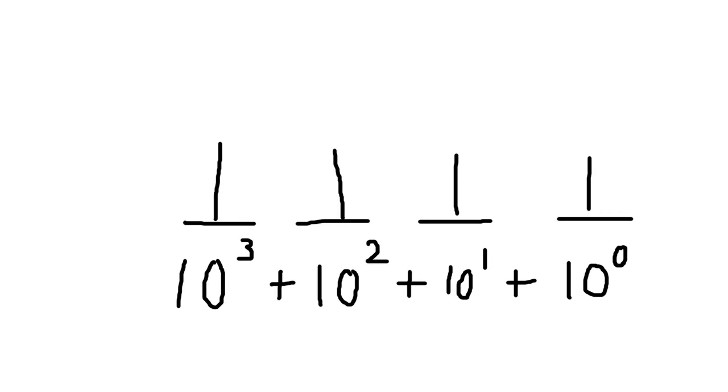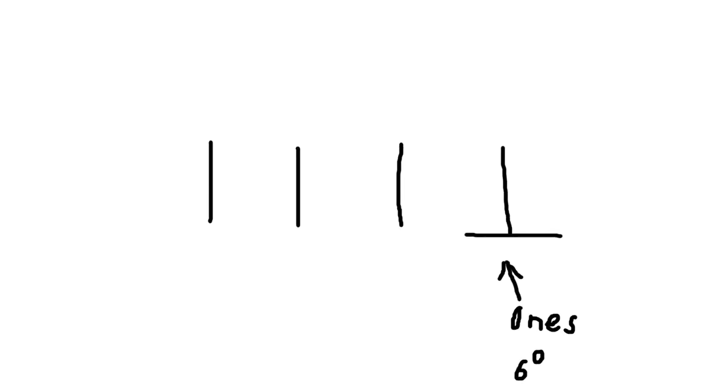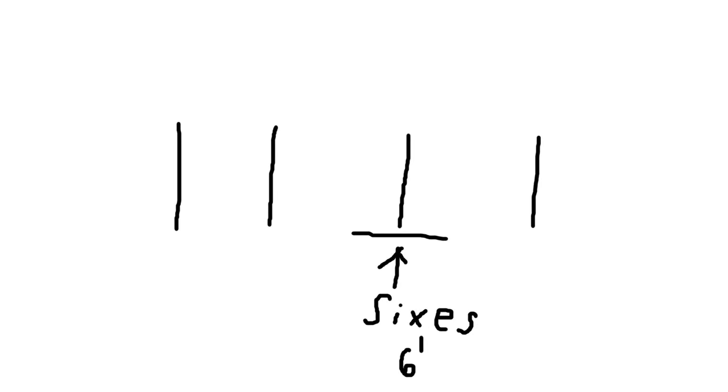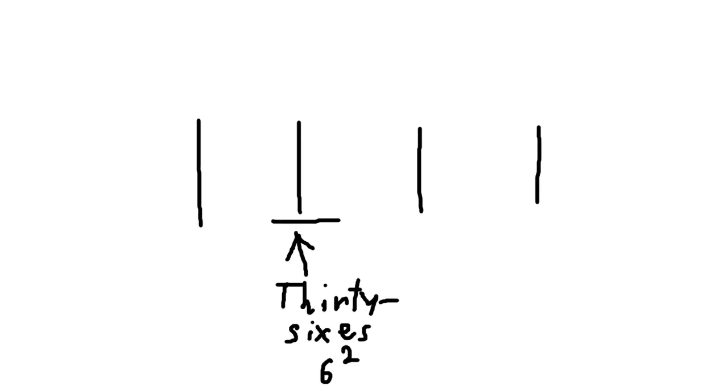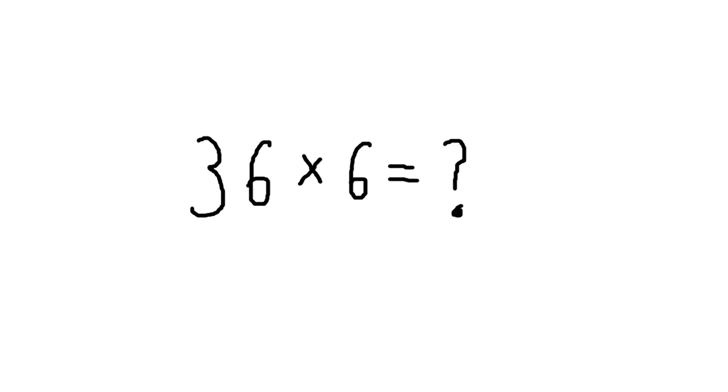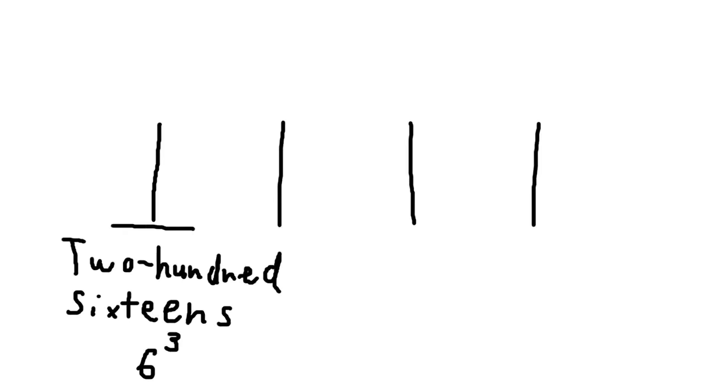So back to base 6. We call this the ones digit, or 6 to the power of 0. We call this the sixes digit, or 6 to the power of 1. We call this the 36's digit, or 6 to the power of 2. And we call this the... So question, what's 36 times 6? Cool, thanks, 216. Glad to know we can still do simple multiplication. So this is the 216's digit.